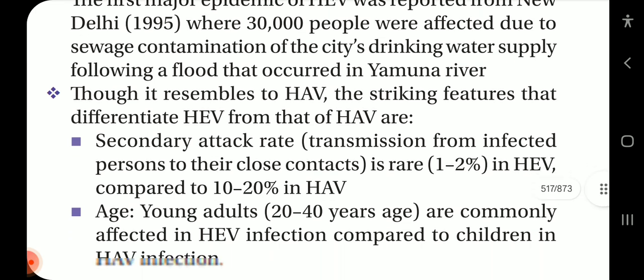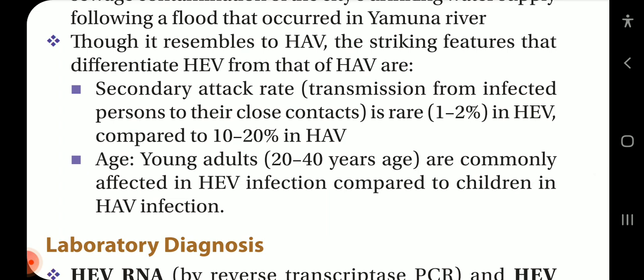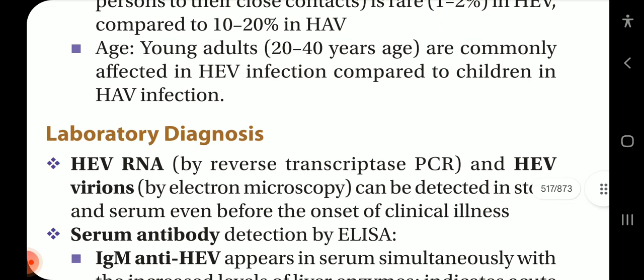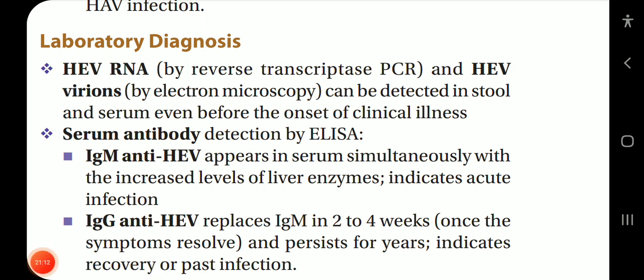Though it resembles HAV, the striking features that differentiate HEV from HAV are: secondary attack rate, that is transmission from infected person to their close contacts, is rare, 1 to 2% in HEV compared to 10 to 20% in HAV. Age: young adults 20 to 40 years of age are commonly affected in HEV infection compared to children in HAV infection. Now comes the lab diagnosis.